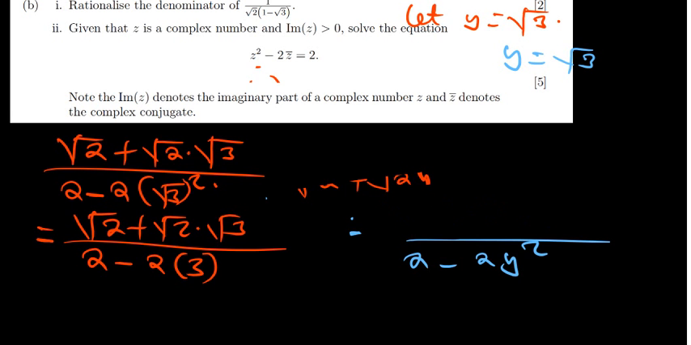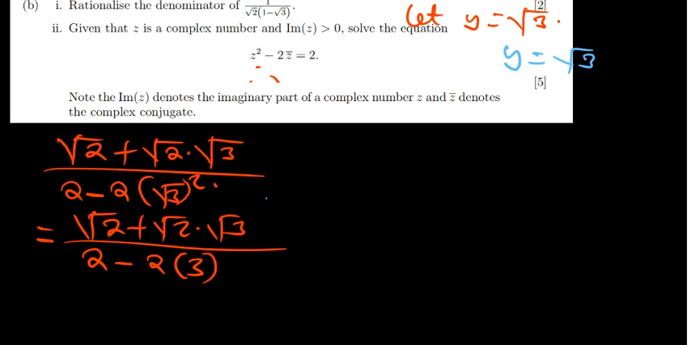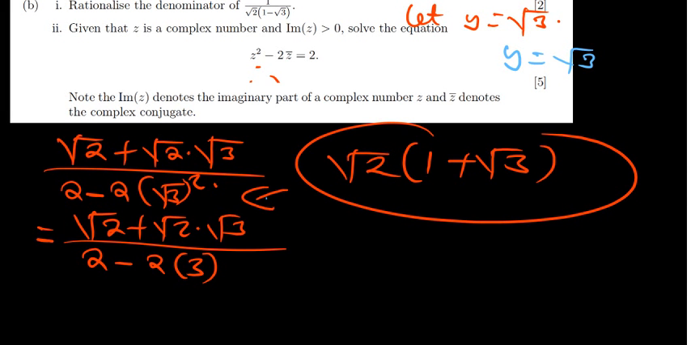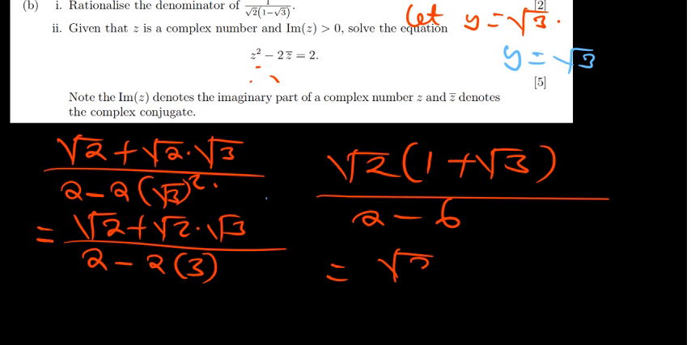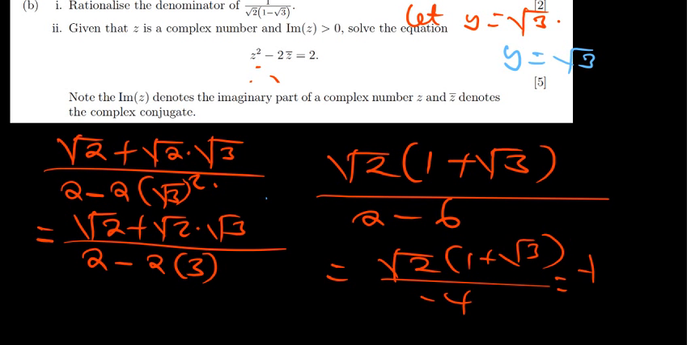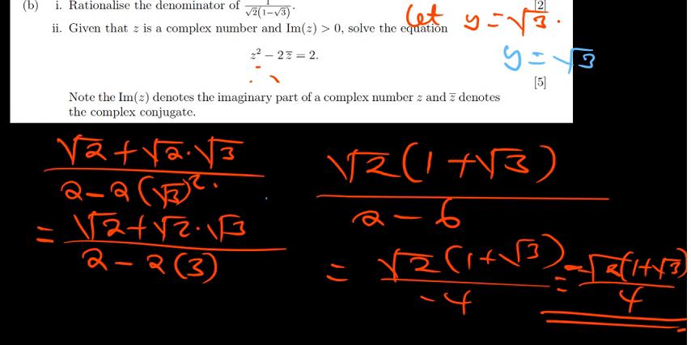On top there, I can factor out the square root of 2. I can say the square root of 2 open brackets, I'm going to remain with 1 plus the square root of 3, so that when I do times here, I'll go back to this. Everything divided by is going to be 2 minus 6. I'll end up having this, which is the same answer. This is going to give me negative 4. I can divide it with negative 4. I'll have negative the square root of 2 open brackets 1 plus the square root of 3 divided by 4. As simple as that.